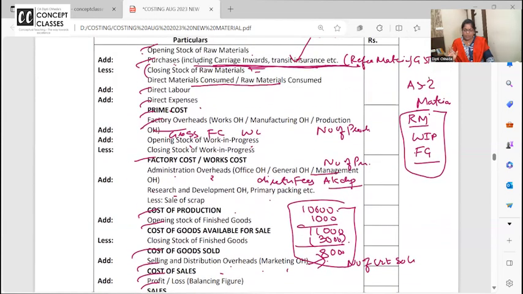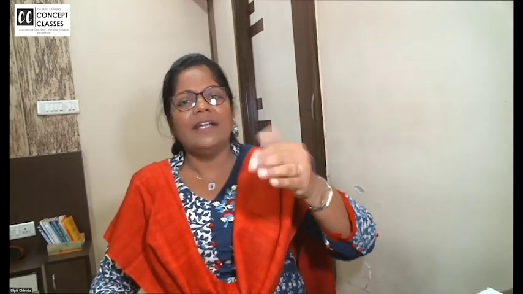So this is all the format of the cost sheet. Can we say it without looking over there? Opening stock of raw material, purchases, GST and all that is clear, minus closing stock, we get direct material consumed, add labor, add direct expenses, we get prime cost. In prime cost, add factory related expenses, we get works cost, gross works cost, add opening work in progress.